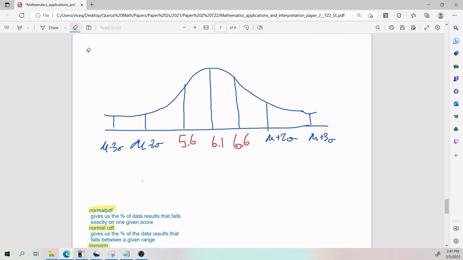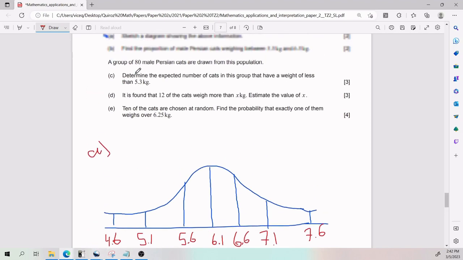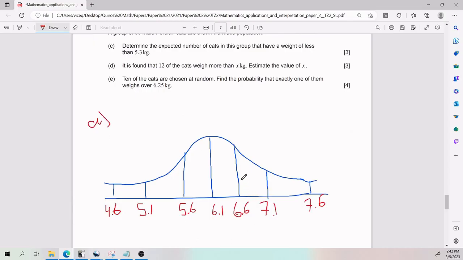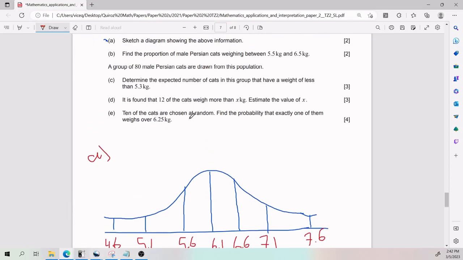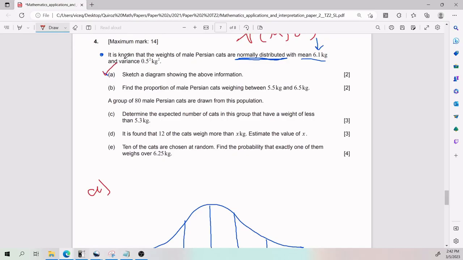First, you have to draw it like a bell curve, and second, you have to plug in the right numbers. So on the left, I do minus 0.5 again, I end up with 5.1, minus 0.5, I end up with 4.6. On the right side, if I add 0.5, I'm going to end up with 7.1. I do it again, 7.6. So that would be for sketching. This is part A. You have to do it that way. You have to plug in the numbers. It's not just about drawing the figure. So that is part A.